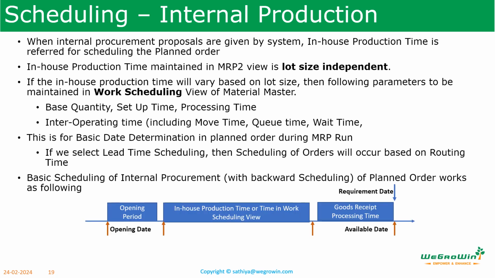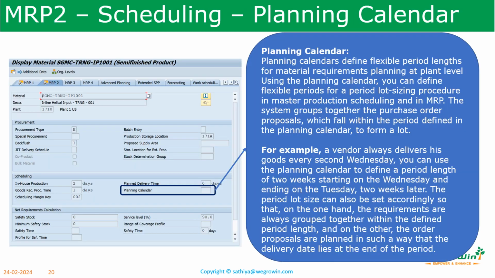for production orders. Again, for production orders also, the scheduling will happen from the available date, which is the requirement date, and the GR processing time. From there, the in-house production time, whether it is in the MRP2 view or in the work scheduling view, and then the opening period. Please understand these are all the parameters considered when the schedule time or the basic dates are calculated in the system. When you analyze, please keep these things in mind.